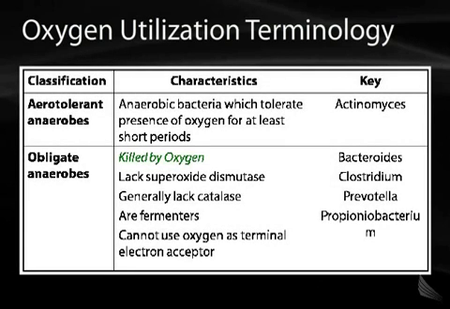Aerotolerant anaerobes are anaerobic bacteria which tolerate the presence of oxygen at least for a short period of time, like Actinomyces. And finally, you have the obligate anaerobes. These bacteria are killed by oxygen. They have no superoxide dismutase. They lack catalase. They frequently are fermenters, and they cannot use oxygen as a terminal electron acceptor. Examples of this group are Bacteroides, Clostridium, Prevotella, and Propionibacterium.